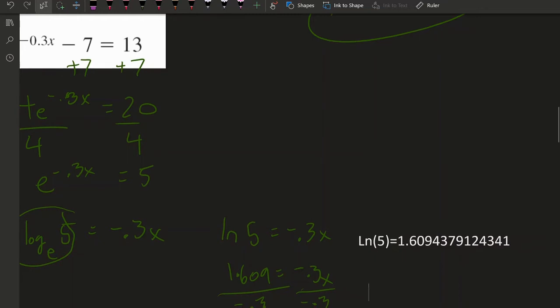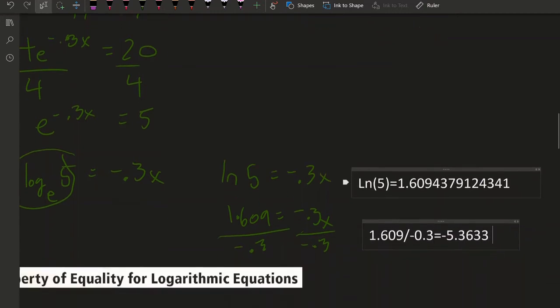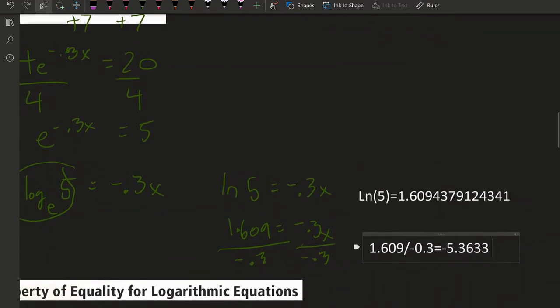And I'll get 1.609 divided by negative 0.3. That is equal to negative 5.363. X equals negative 5.363.